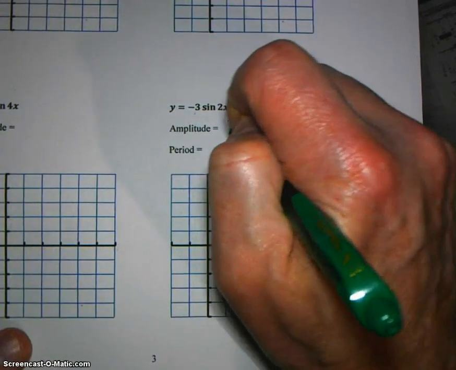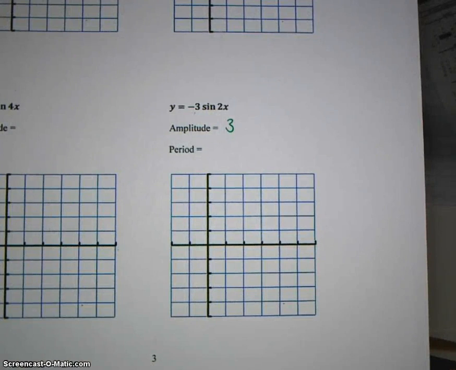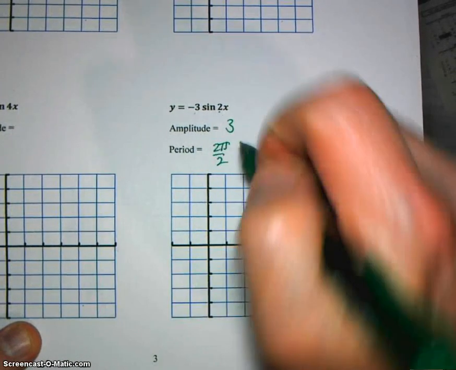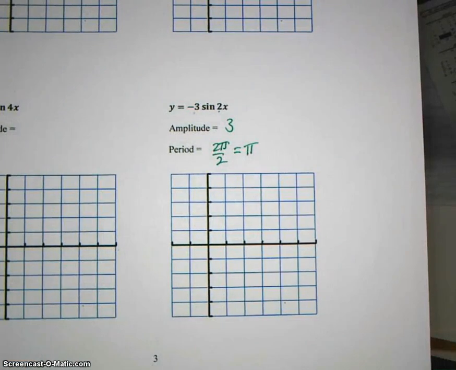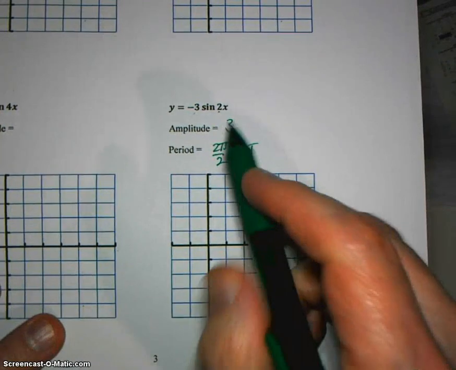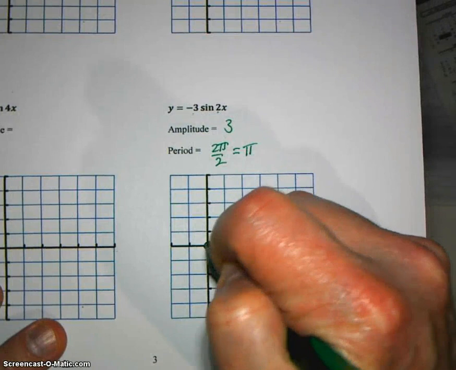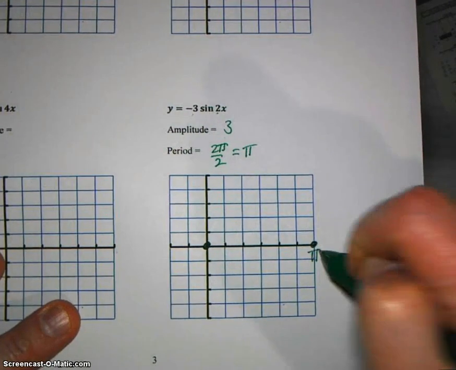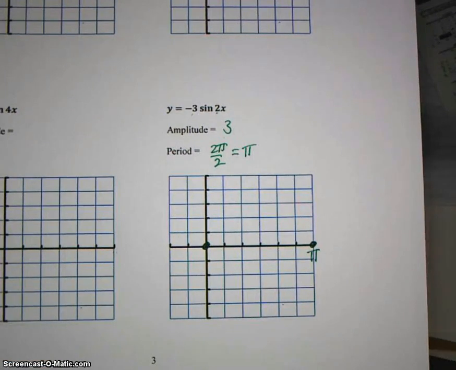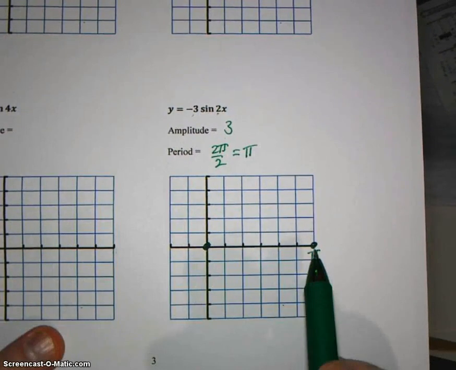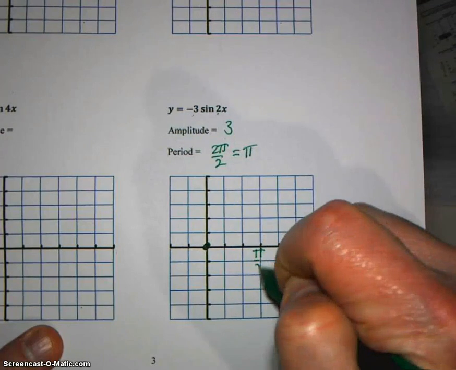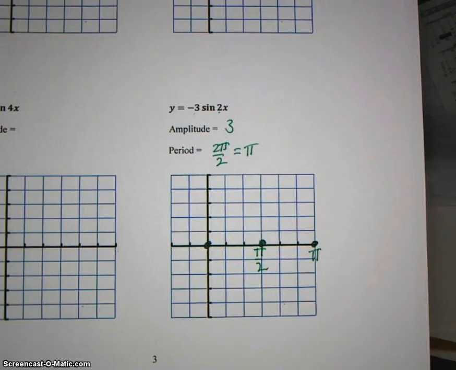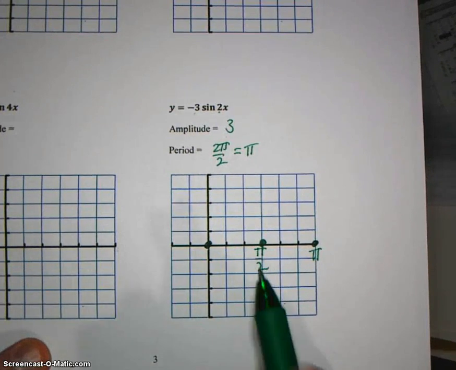Our amplitude, 3. Amplitude's always a positive number. Period. 2 pi divided by whatever that number is. That's pi. All right, so again, a sine graph starts on the axis. A sine graph ends on the axis, ends at our period. Halfway between 0 and pi is half of a pi on the axis. Halfway between 0 and half of a pi is a quarter of a pi.